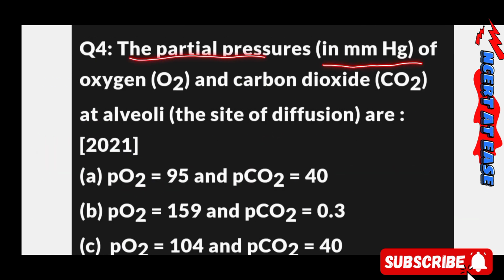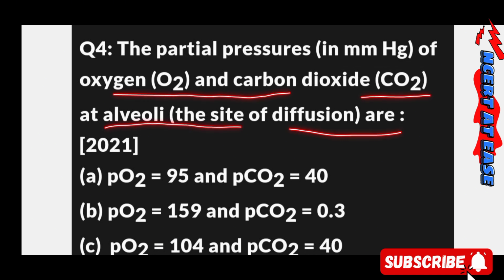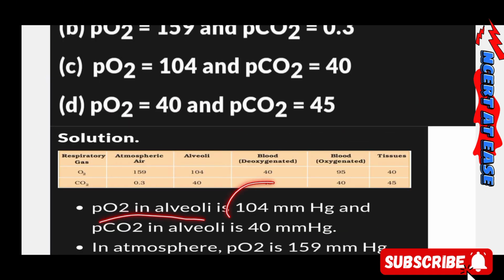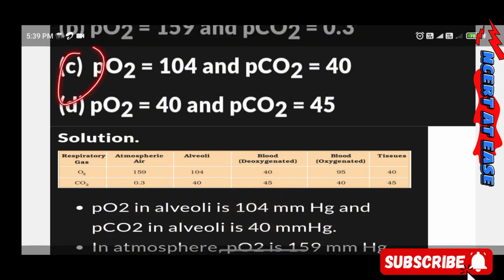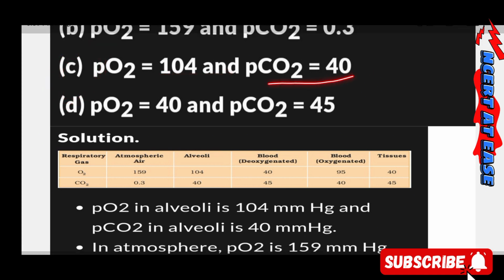The partial pressures in mmHg of oxygen and carbon dioxide at alveoli, the site of diffusion, are PO2 in alveoli is 104 mmHg and PCO2 in alveoli is 40. Option C, PO2 104 and PCO2 40 is the correct answer.